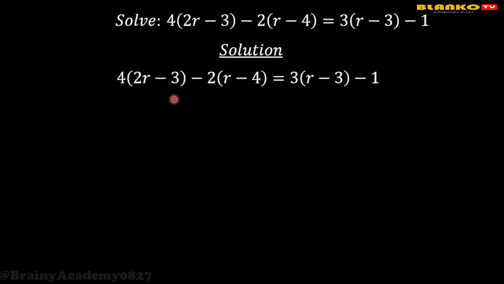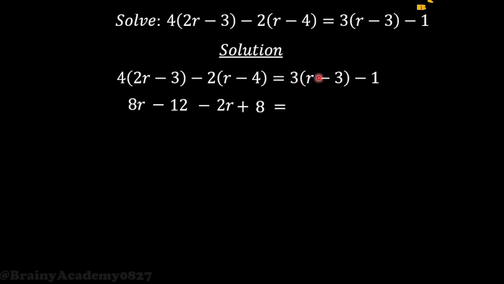Okay, so to expand or to remove brackets, that is how we do it. All right, so let's move on. So we are going to expand or remove the brackets. So 4 times 2r will be what? 8r. Now 4 times negative 3 will be what? Negative 12. Negative 2 times r will give us what? Negative 2r. Negative 2 times negative 4 will be what? Plus 8. I hope you are following it.